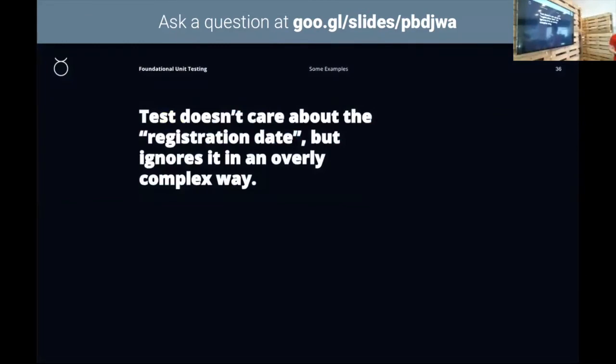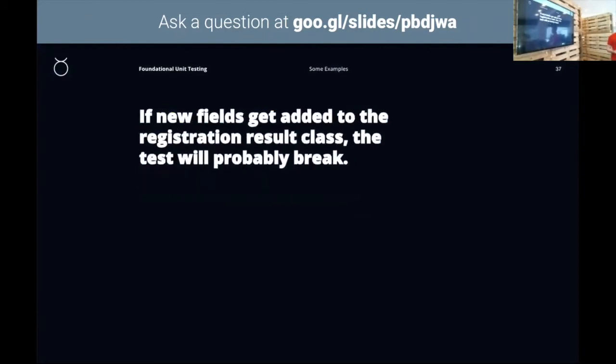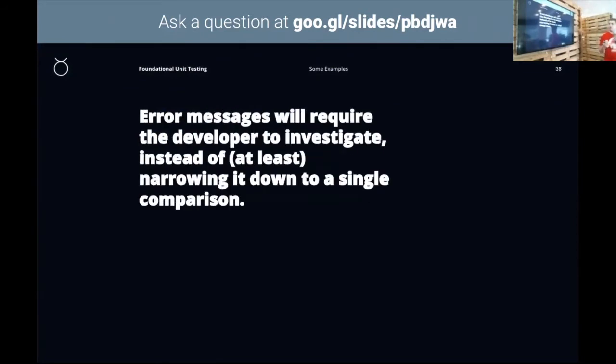And so it starts comparing things in a really complicated way. It goes, does everything that comes out of this match up to everything that I'm putting here, even if I don't care about some of those values? So if new fields got added to the result of the registration, the test would probably break. Error messages also require the developer to investigate more, instead of at least narrowing it down to a single comparison, because all it's saying is these two objects didn't equal, and then you have to start debugging.